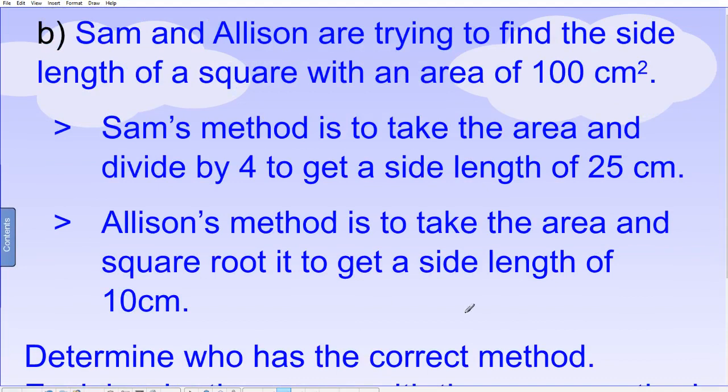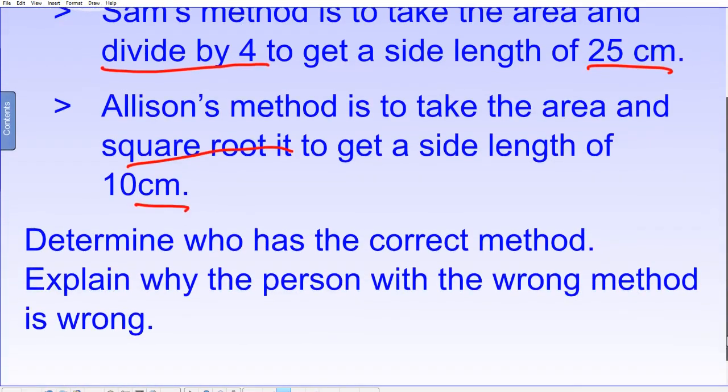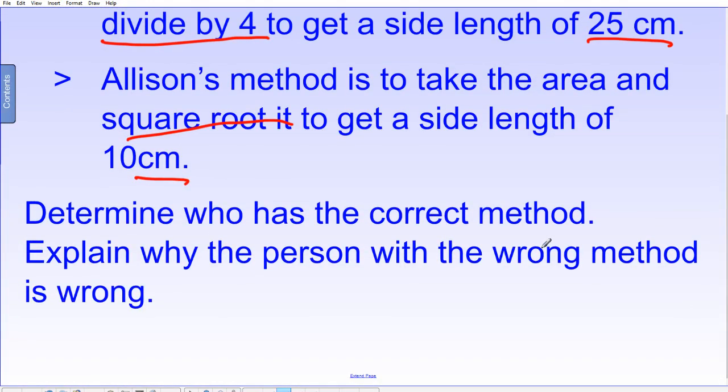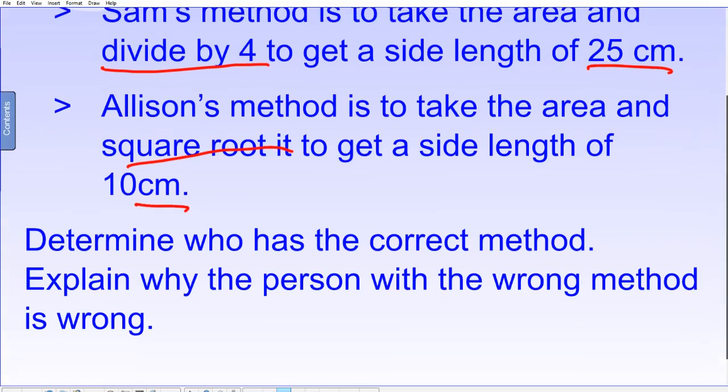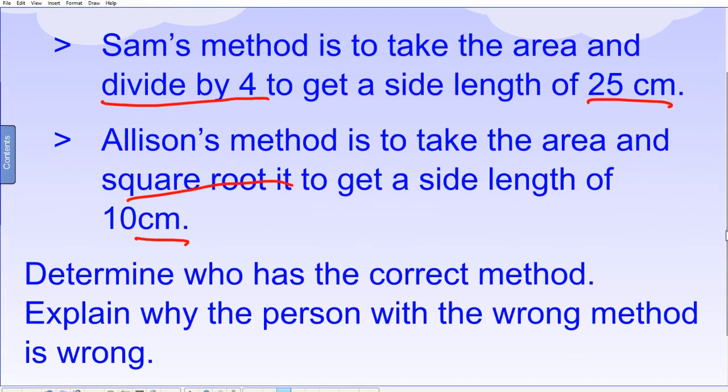So it says here, Sam and Allison are both trying to find the side length of a square that has an area of 100. Sam's method is to take the area and divide by 4 to get a side length of 25. Allison's method is to take the area of the square and square root it to get a side length of 10. Your job is to determine whose method is correct and explain why the wrong method is wrong.